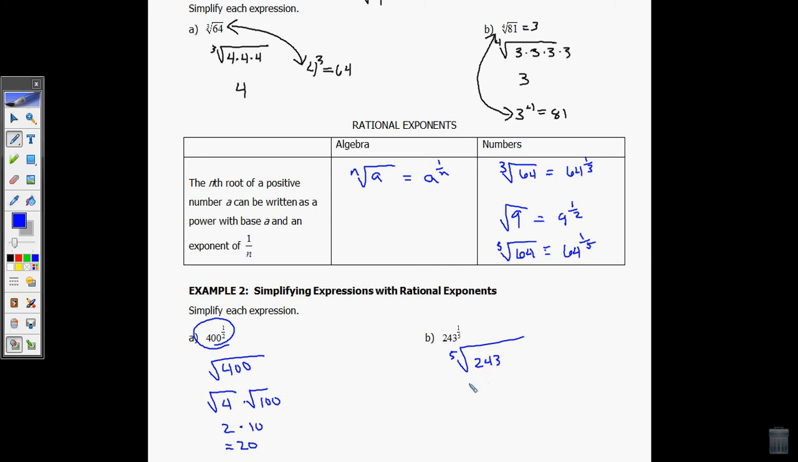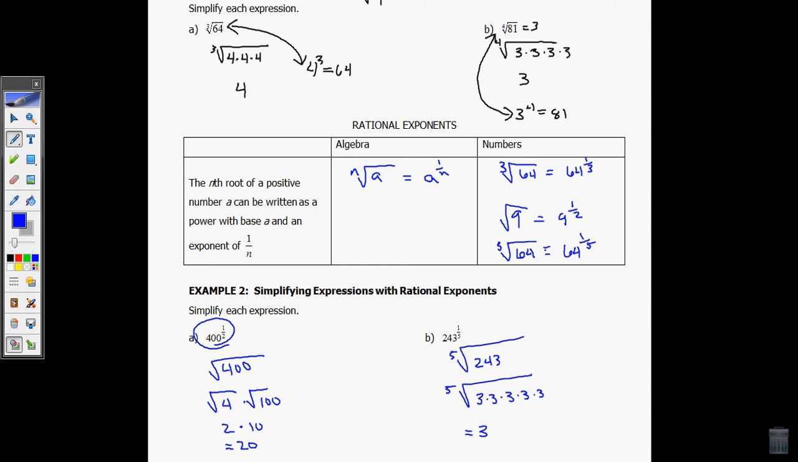Well, let's see, 243, it's got to be a number that multiplies itself 5 times. Okay, well, maybe it has something to do with 3s or 9s. So let's try that out. I know that 3 to the 4th is 81. So what about if I tacked one more onto there? 81 times 3 is 243. So it turns out I'm looking at 3 times 3 times 3 times 3 times 3. So the 5th root of 243 is a 3.